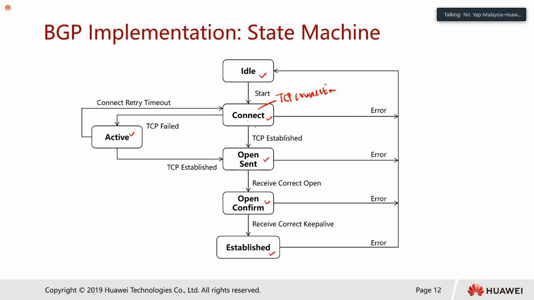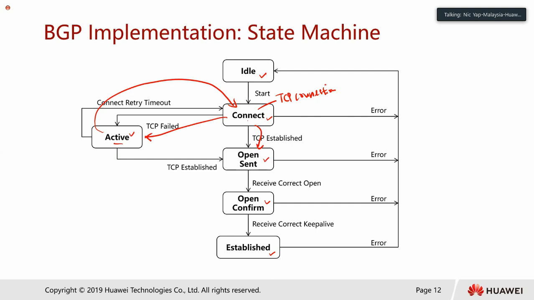If successful, OpenSent. When not successful, they go to Active. In Active, they are going to have a timer. Timer expired, go back to Connect. Try one more time. Fail, Active again. So they are going to retry between Connect and Active. So when your state is Active, it does not mean that you are already active. No. When you are in Active state, it means that my TCP is not formed at all.